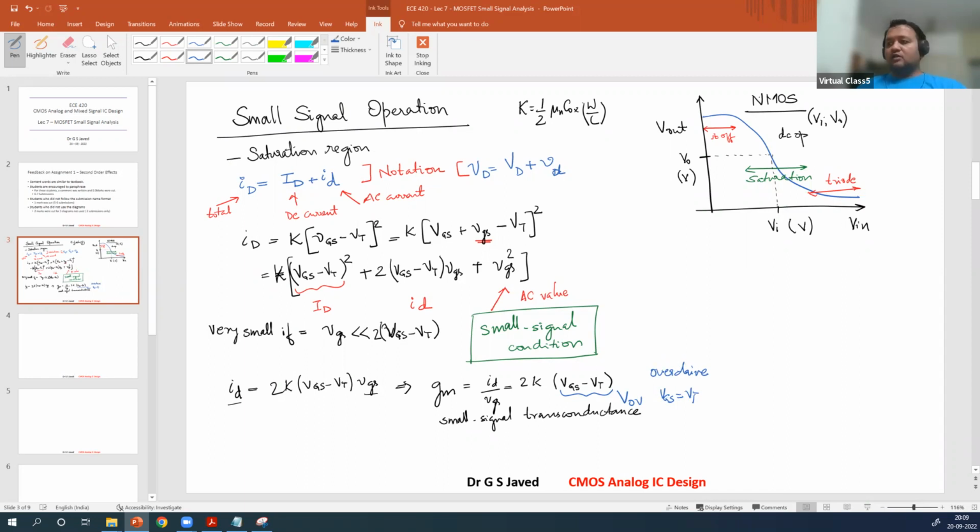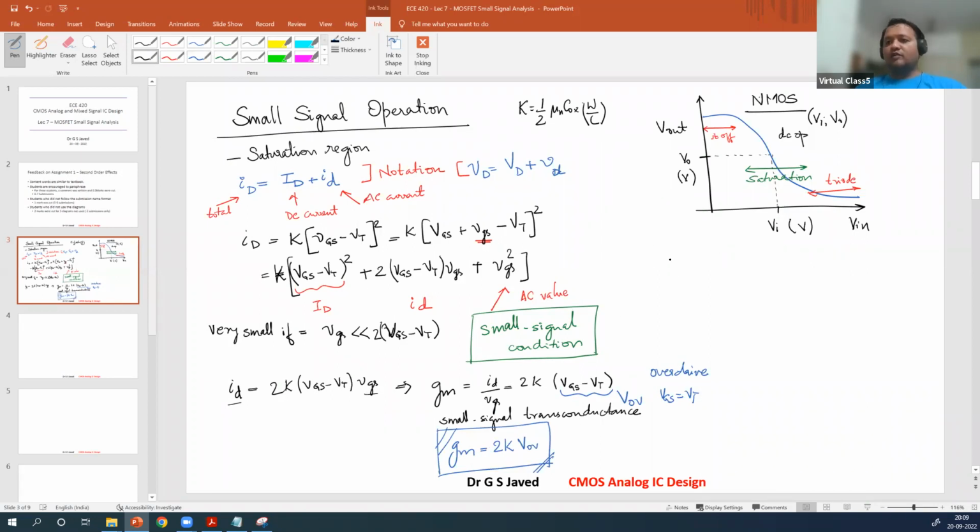The way to define this is gm equals 2K times V overdrive. This is another terminology that is commonly used in analog design, especially with transistor design, where overdrive voltage is defined. Now, how can you derive this gm factor?